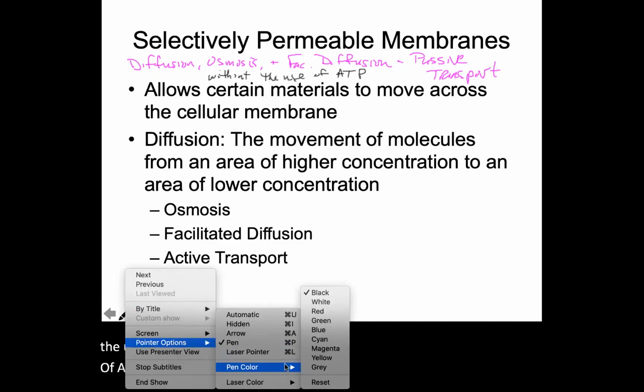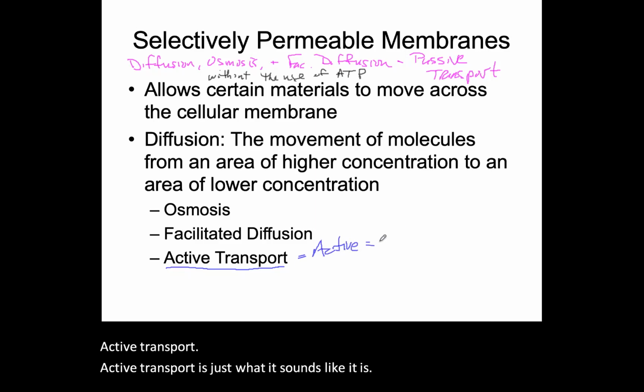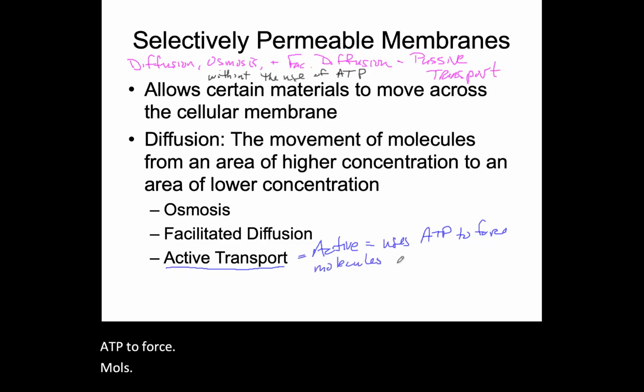Likewise, when we look at active transport, active transport is just what it sounds like. It is active. It uses ATP to force molecules across the membrane. Now, what are some examples of active transport that we're going to explore?